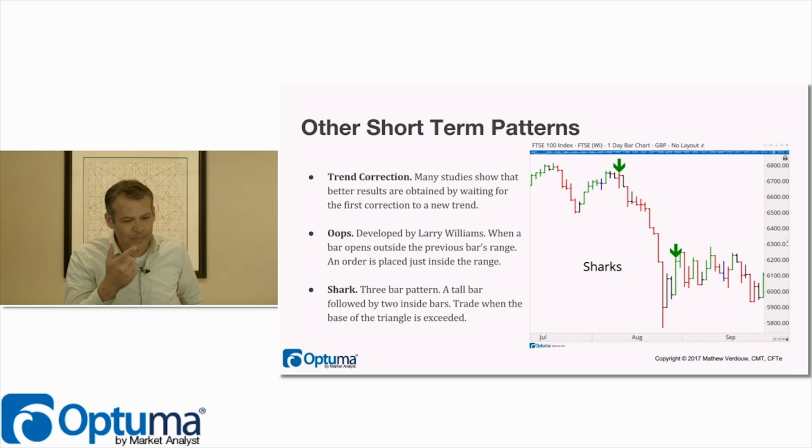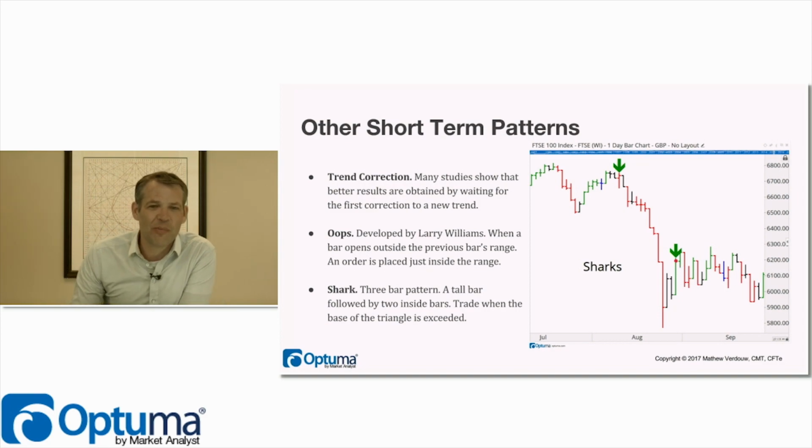Shark is a 3-bar pattern where you have a tall bar followed by 2 inside bars. So again, think of a triangle, a symmetrical triangle, I should say. And that's what you've got happening here. This first one, we based it on an outside bar, probably not the best example. This one's great though. You have this long bar, then we get an inside, then we get another inside, and we're just looking for a break. And we get a break of that because the base of the triangle is exceeded, the base being here, and we would have been in. Now again, questionable whether that would have been a good trade or not.